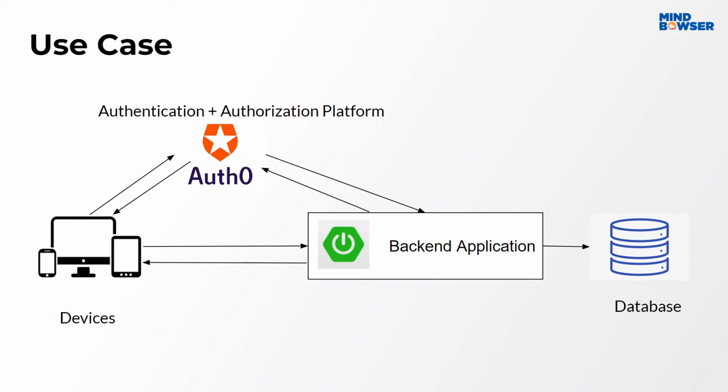So what does the backend API do? The backend API again takes that access token and goes to Auth0. If that access token is valid, then Auth0 tells the backend that this user is valid. Then our backend application will give a successful response to the front end application. So this is the use case for Auth0.